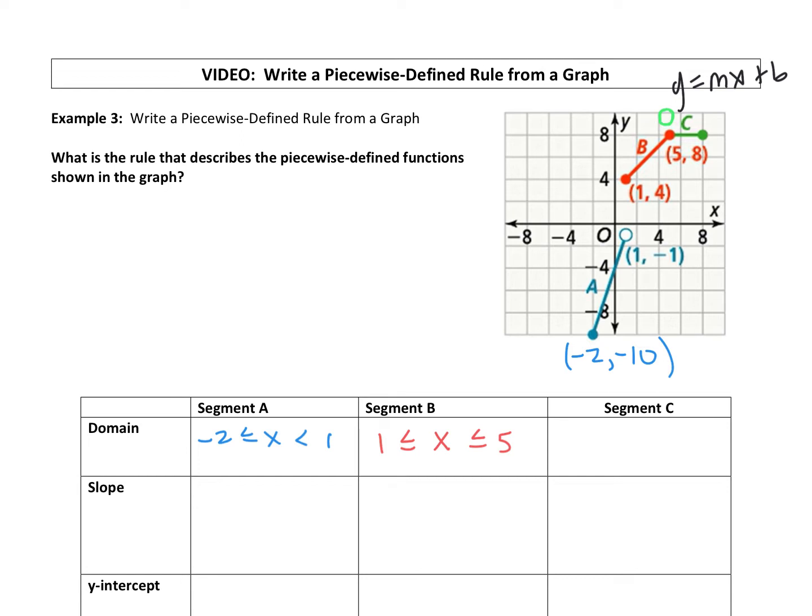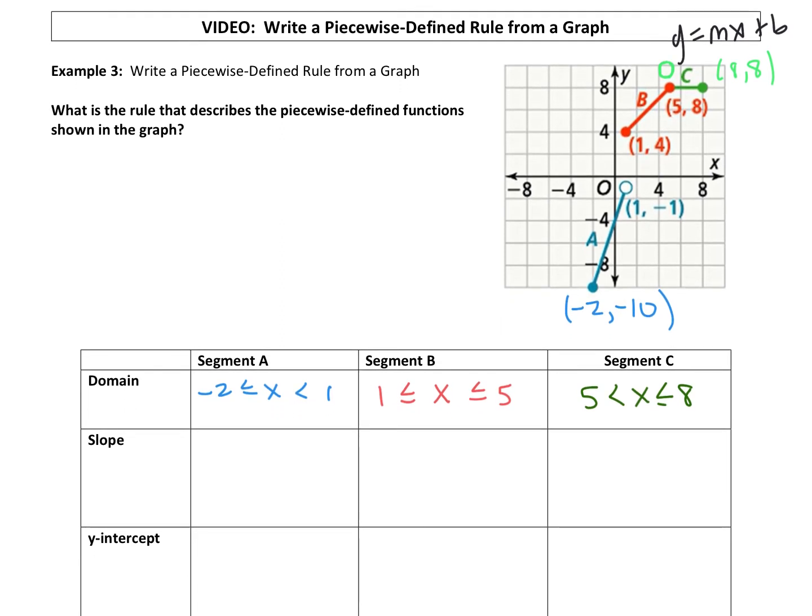So the domain for segment C goes from 5 to, why don't we go ahead and identify that ordered pair on the end. That looks like it's (8, 8). So we're going from your x being 5 all the way to x being 8. So we'll say from 5 to 8, the 5 is not included with segment C, so 5 is less than x, but the 8 with that closed circle is included, so less than or equal to 8. So we have our domain for segments A, B, and C.